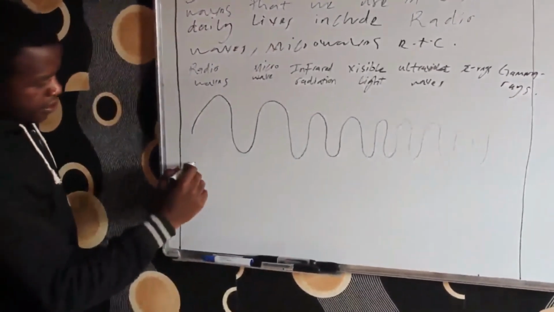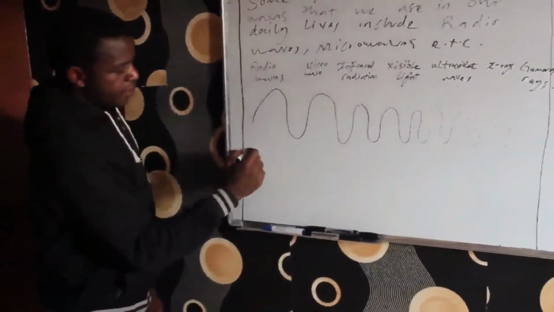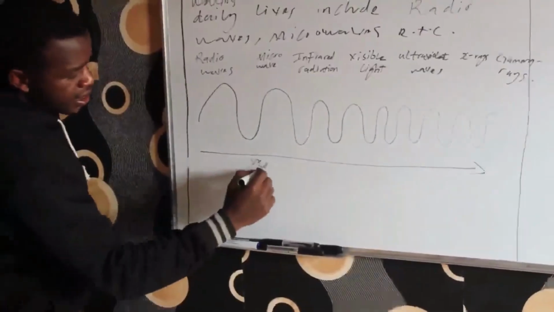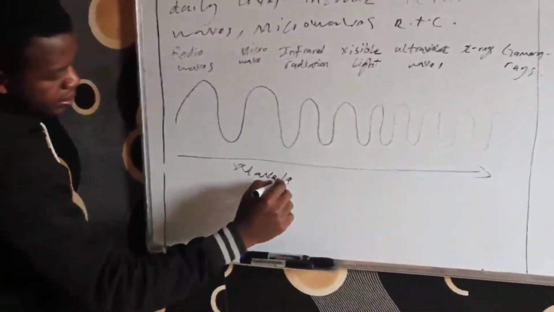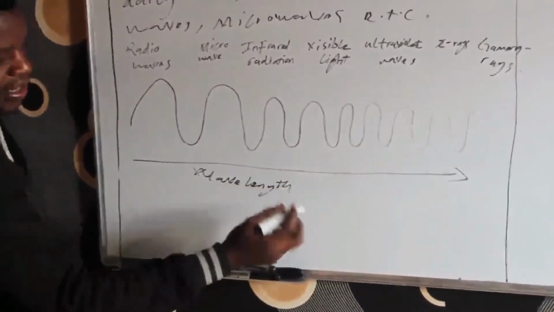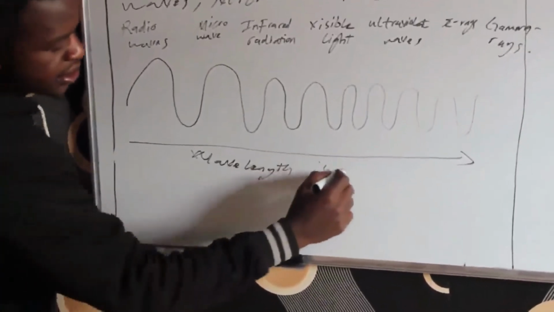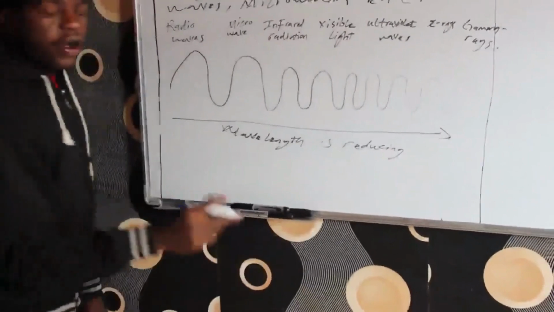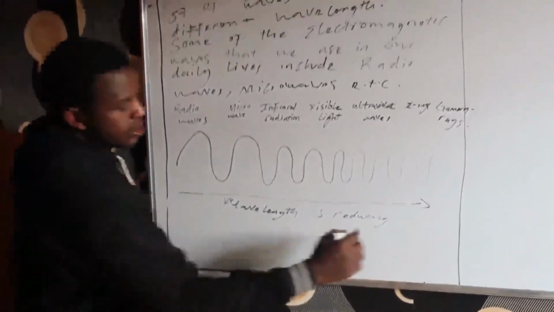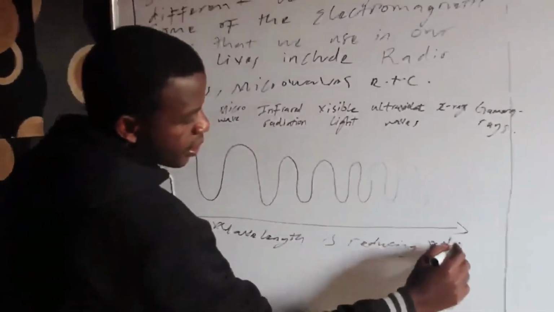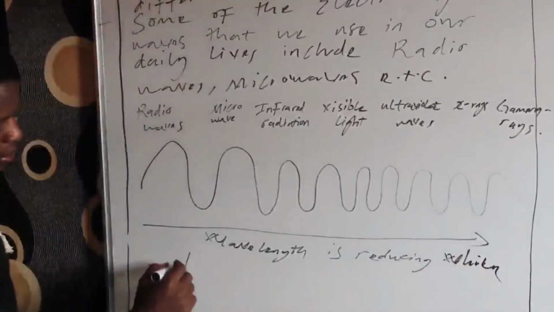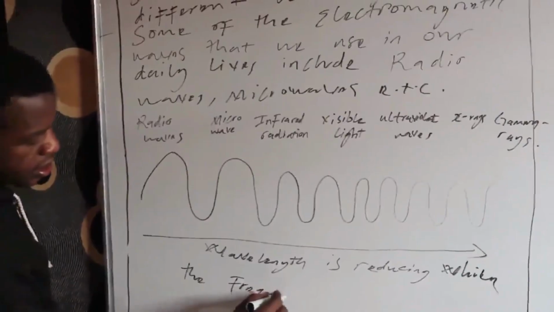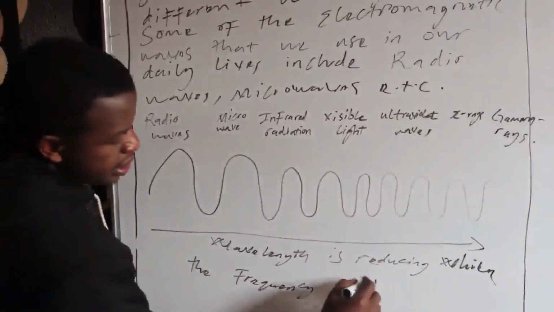So moving from left to right here, the wavelength is reducing while the frequency is increasing.